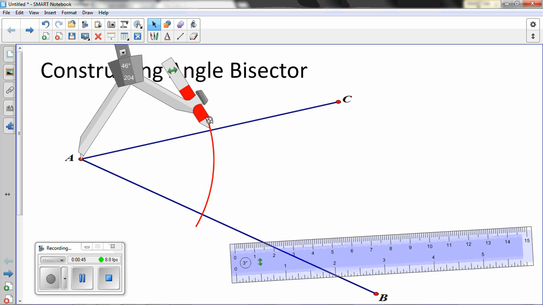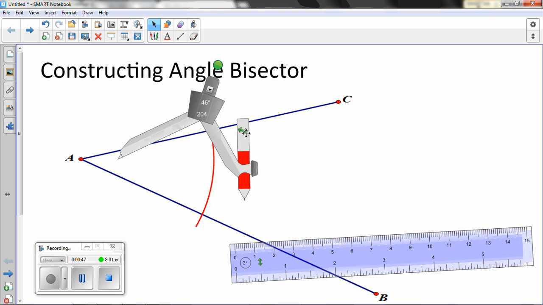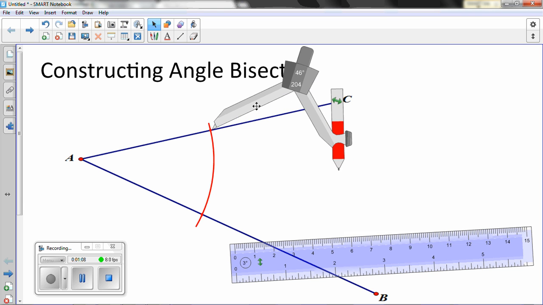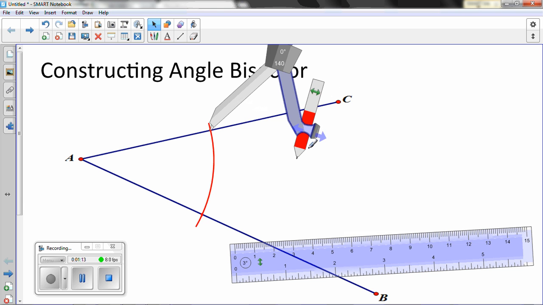I want to have 2 points that are the same distance from point A. And by me making an arc at point A, I'm ensuring that my 2 new points right here, where my arc crosses the original angle, are at the same distance from point A, because they represent radii of a circle from point A.